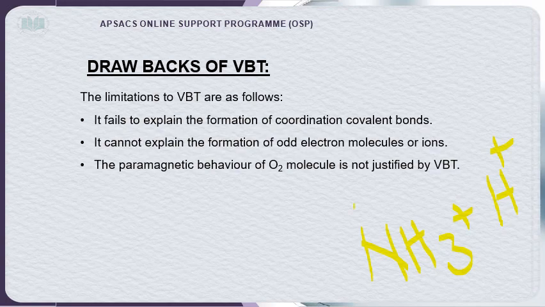Now, the bond between nitrogen and hydrogen will be based upon the lone pair present on this nitrogen. When the lone pair is given by one species, it is termed a coordinate covalent bond. So, VBT is not going to explain it as it deals with the partially filled orbitals, right? So, how will we explain the formation of NH4 plus ion?